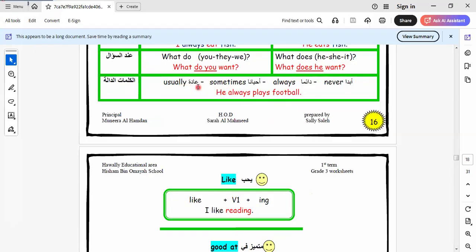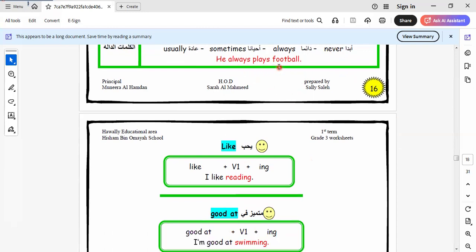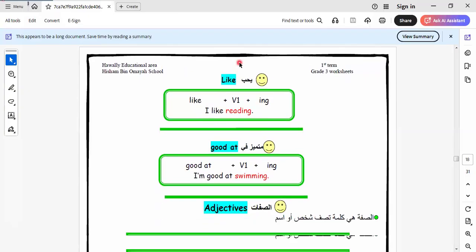Here in this unit, we learn the keywords of the present simple tense, which are usually, sometimes, always, never. We know during the lesson that always means the habit happens 100%, and never means the habit doesn't happen at all, it will be 0%. This is called adverbs of frequency. He always plays football. So here it means the habit happens 100%.